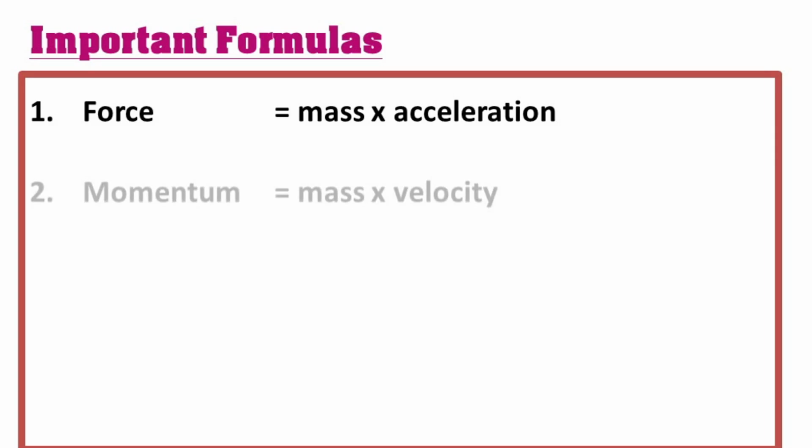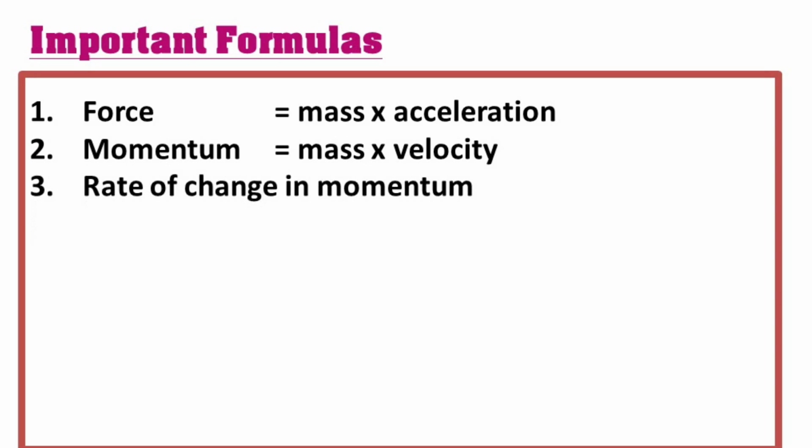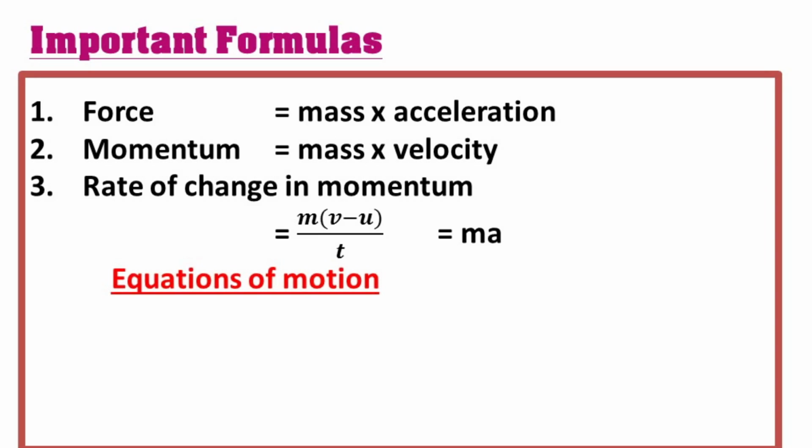Number 2, momentum is equal to mass into velocity. P is equal to mv. Rate of change of momentum is equal to m into (v minus u) divided by t, or m into a, or final momentum minus initial momentum divided by time.